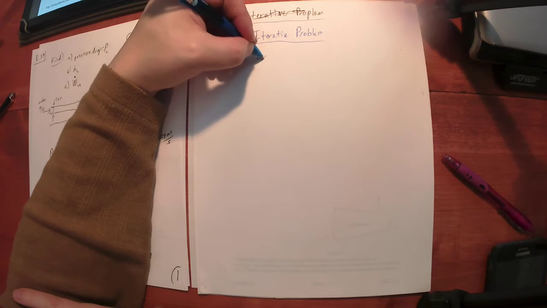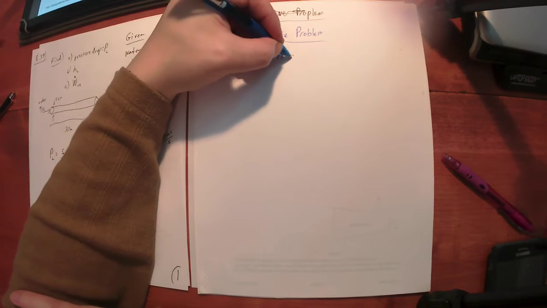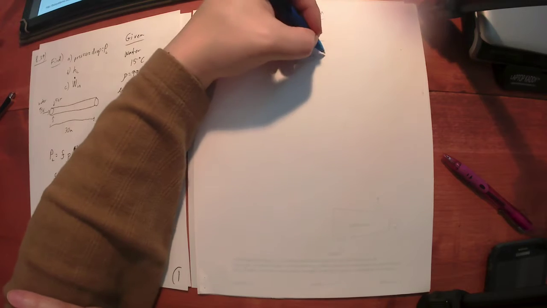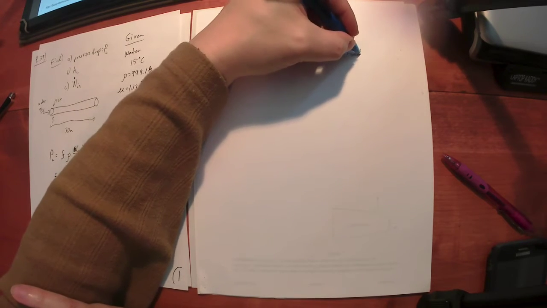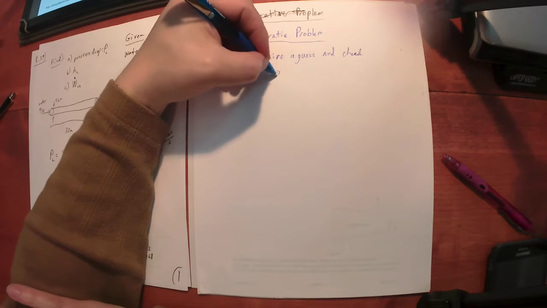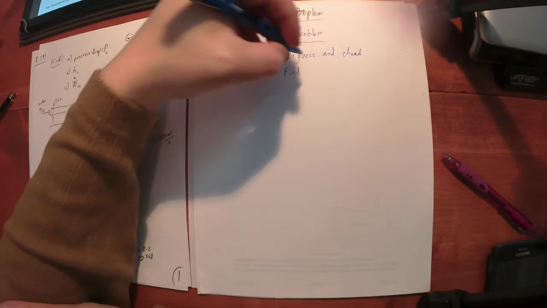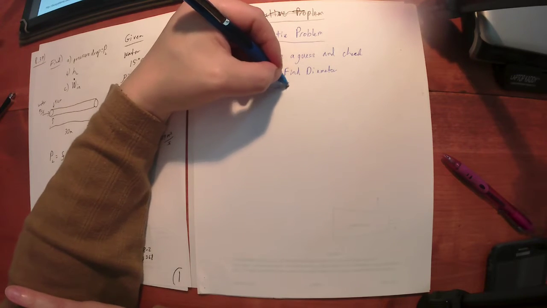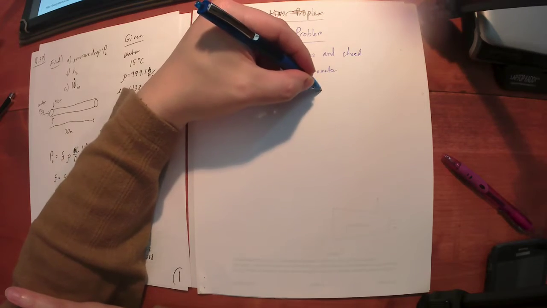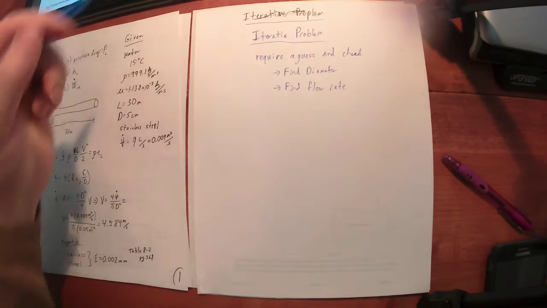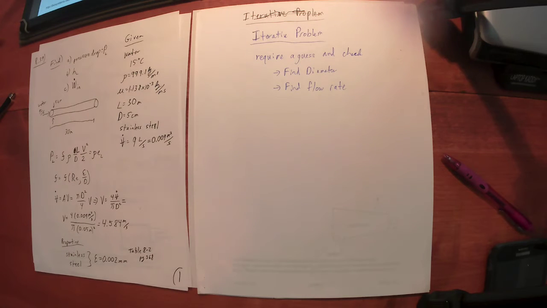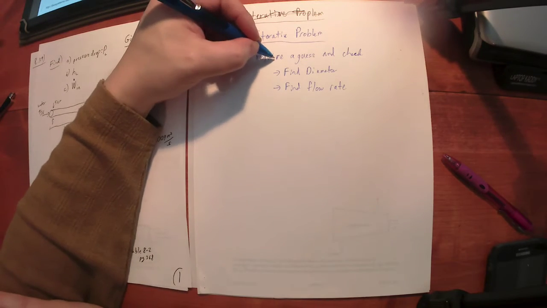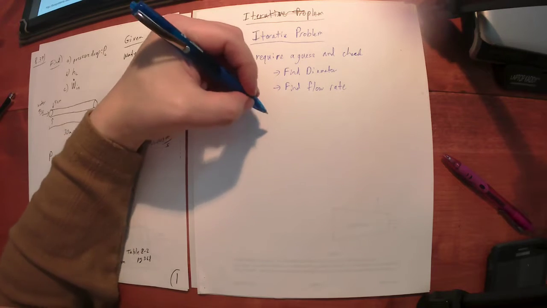So, these are going to require a guess and check. This happens when you have to find the diameter, or if you have to find the flow rate. If either of those are unknown, the diameter or the flow rate. If the diameter is unknown, you don't know the flow rate, by the way. So if either of those are unknown, that's what the problem's asking for. It's going to require some kind of a guess and check method.